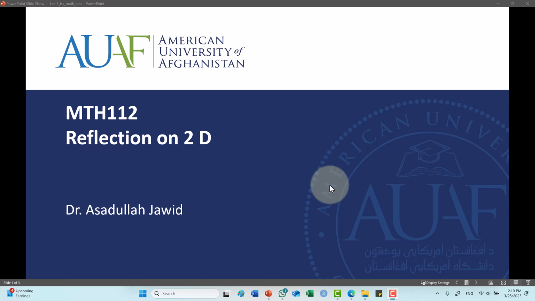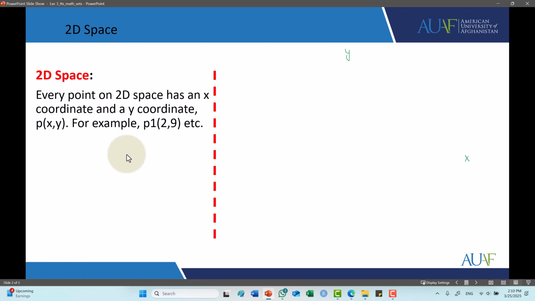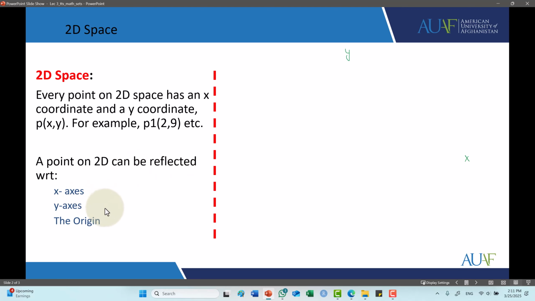Hi and welcome to this new lecture of Math 112 where we discuss the reflection of points on two-dimensional space. Every point on two-dimensional space, as we know, has an x-coordinate and a y-coordinate. For example, P1 (2, 9), whose x-coordinate is 2 and whose y-coordinate is 9. Any point in two-dimensional space can be reflected with respect to the x-axis, the y-axis, and the origin.